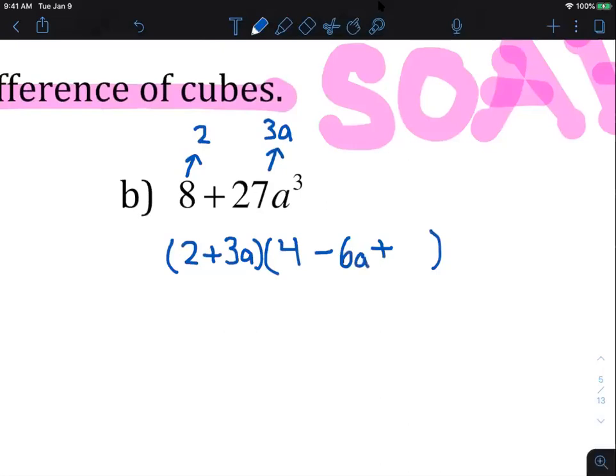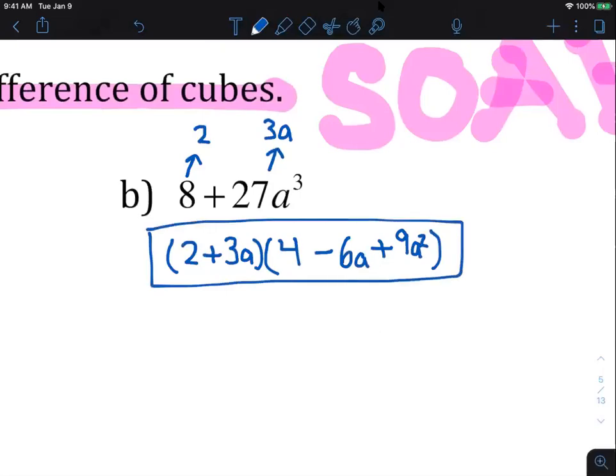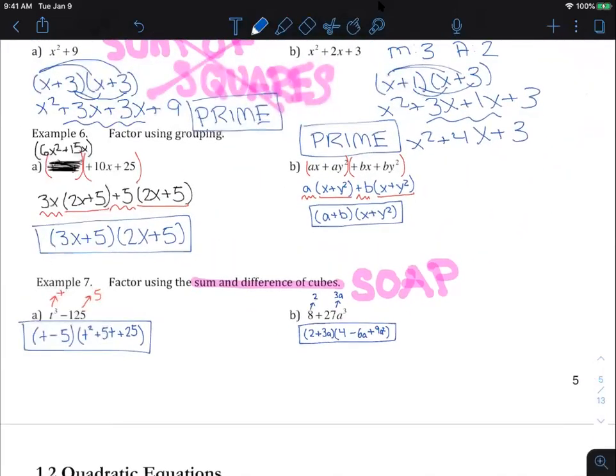That's 6a. And then the last term is going to be 3a squared. Make sure when you do 3a squared, you get 9a squared. Do not just put 3a squared. That is wrong. 3a squared means 3a times 3a, which is 9a squared. So that's it. The sum and difference of cubes, you either know the formula or you don't, because there's no work to get to that one. It's not like, you know, grouping or split the middle.